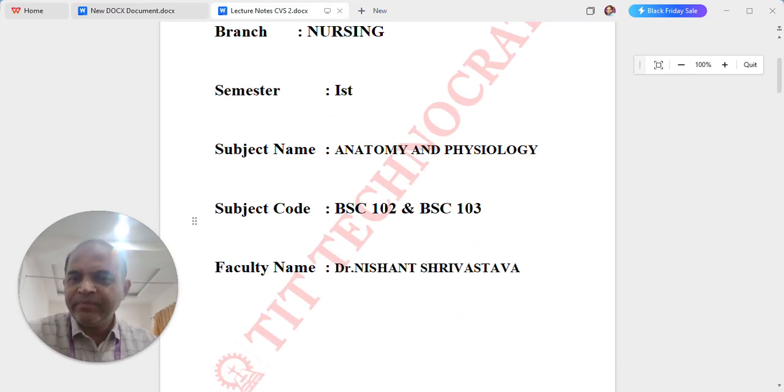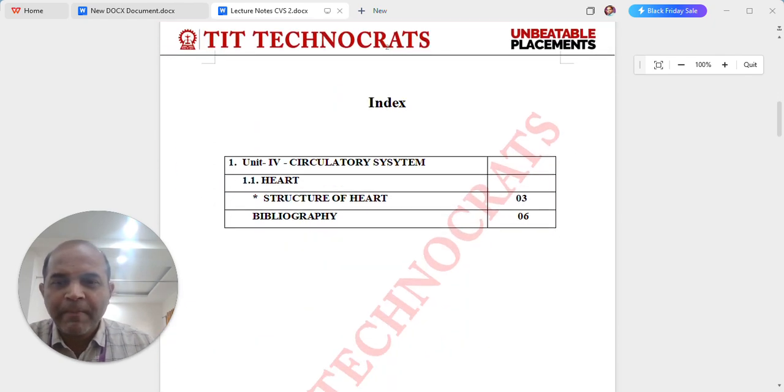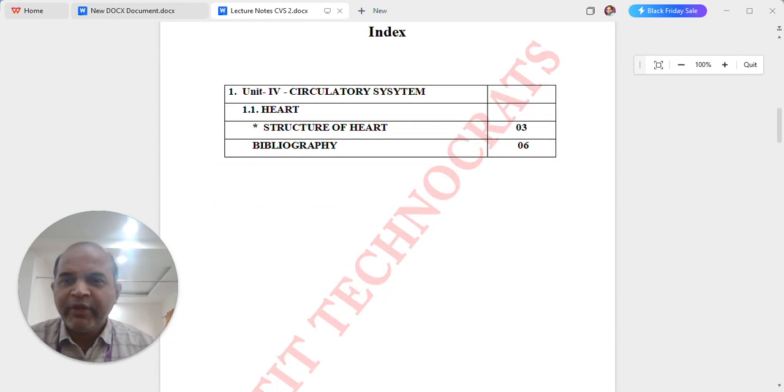So today we will continue the cardiovascular system, chapter 1, class 2. Today our topic is the structure of the heart.